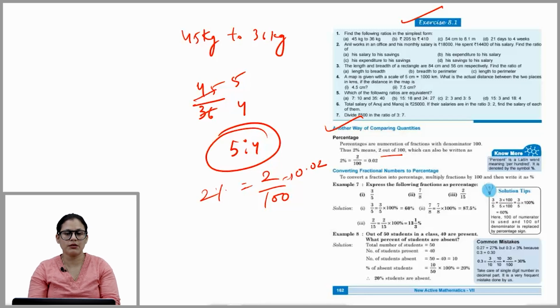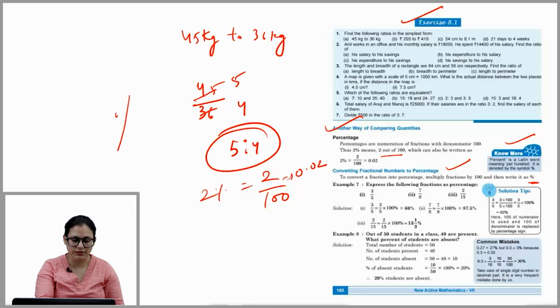Converting fractional numbers to percentage. To convert a fraction into percentage, multiply the fraction by 100 and then write this sign, which is the sign of percentage. Percent is a Latin word meaning per hundred. It is denoted by this symbol only.